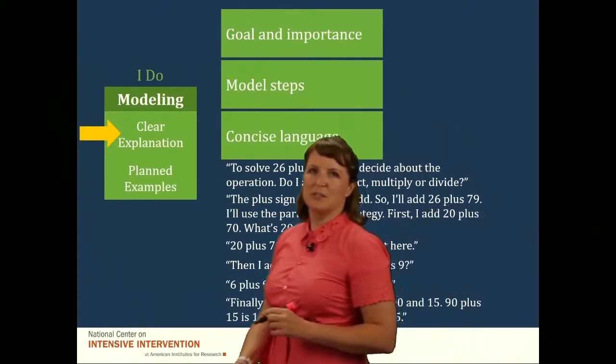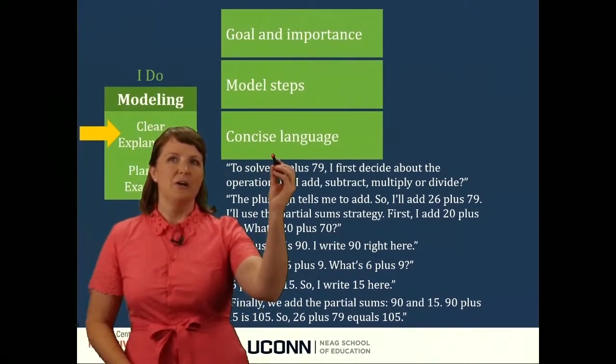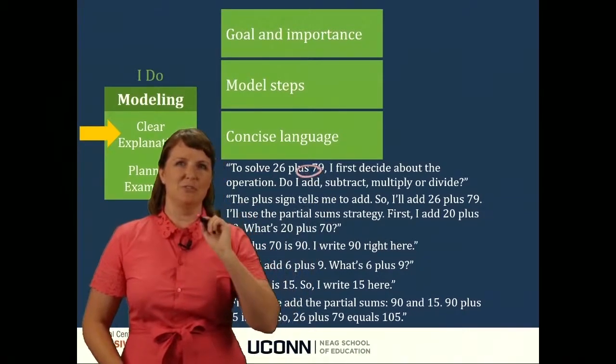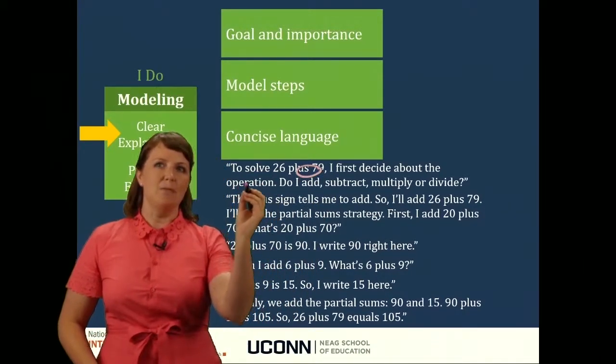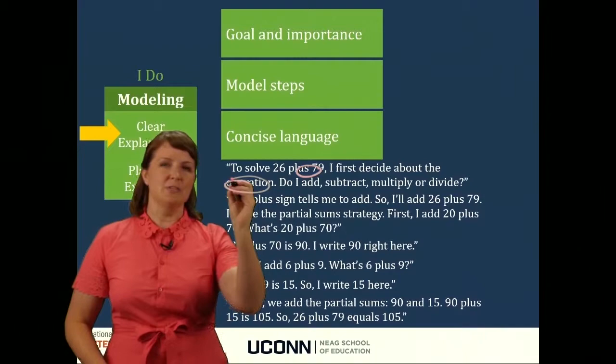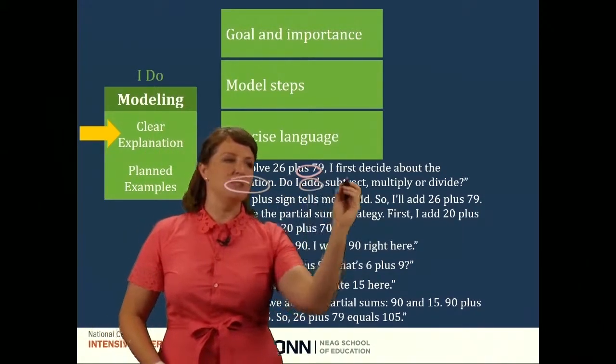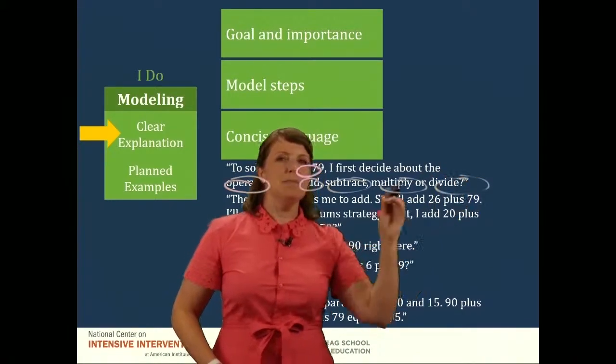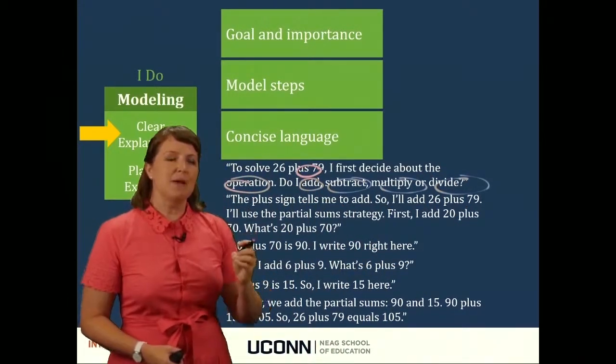And I'm going to move over here so I can circle these a little bit easier. So if I say to solve 26 plus 79, I decide about the operation. So that's a concise mathematical term. Do I add? Do I subtract? Do I multiply? Or do I divide? So you can see I'm being pretty concise with my language.